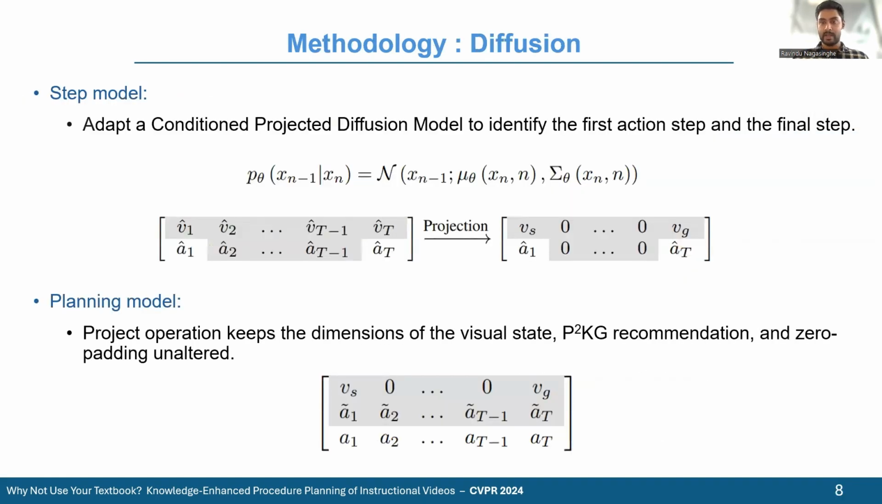For both step and planning models, we use condition projected diffusion models with different conditions and padding sequences. In the step model, to condition the diffusion model, we concatenate first and last visual states along the action feature dimension. During the diffusion process, these conditional visual states can change. To prevent this, a condition projection operation is applied, ensuring the visual state and zero padding dimensions remain unchanged. In the planning model, the same approach is used, while keeping the dimensions of the visual state, procedure knowledge graph recommendations, and zero padding unaltered.